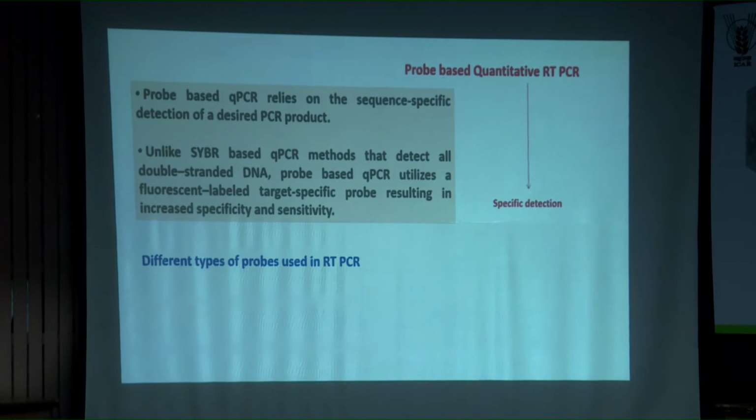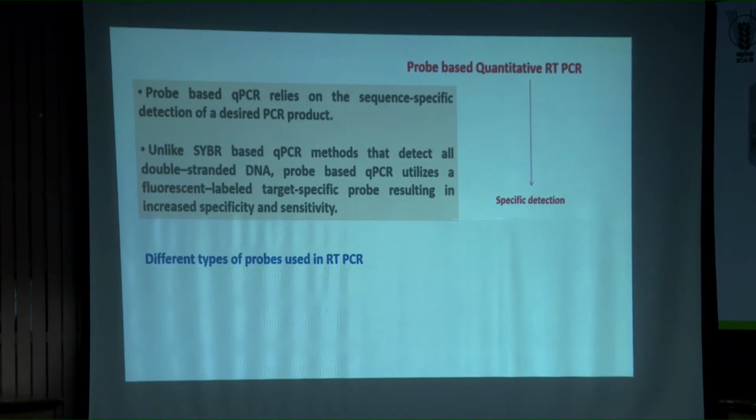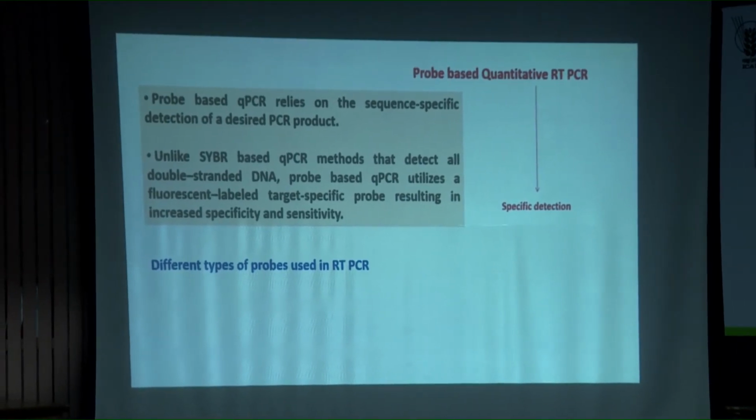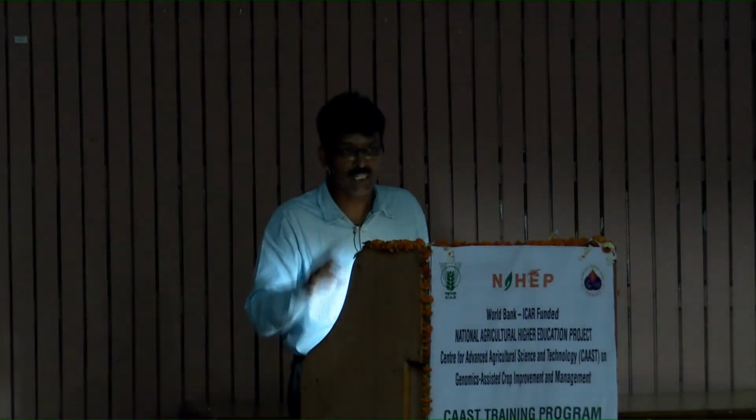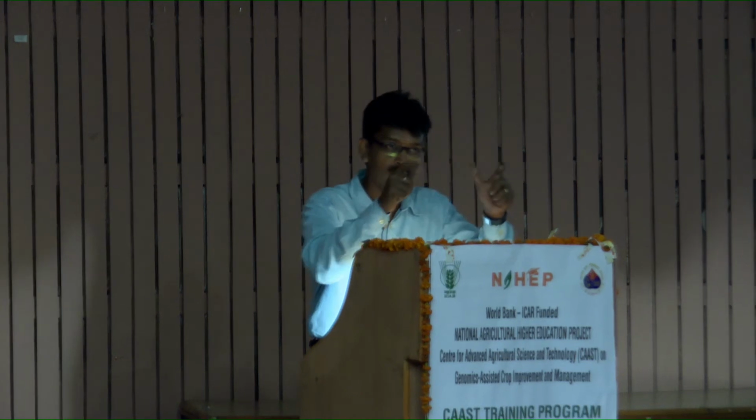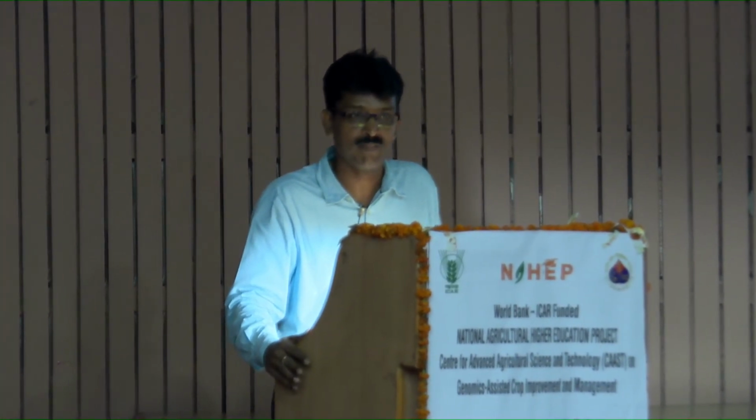Unlike the SYBR Green-based qPCR method that detects all double-stranded DNA, probe-based qPCR utilizes a fluorescently labeled target-specific probe. What I told just now, you are going to add the fluorescent molecule to the short nucleotide sequence. Hence, the name fluorescent labeled. The only thing is, we don't allow this fluorescence to happen, by adding another chemical called the quencher.